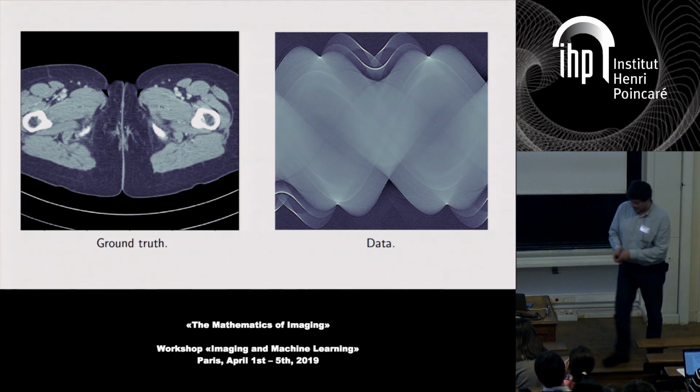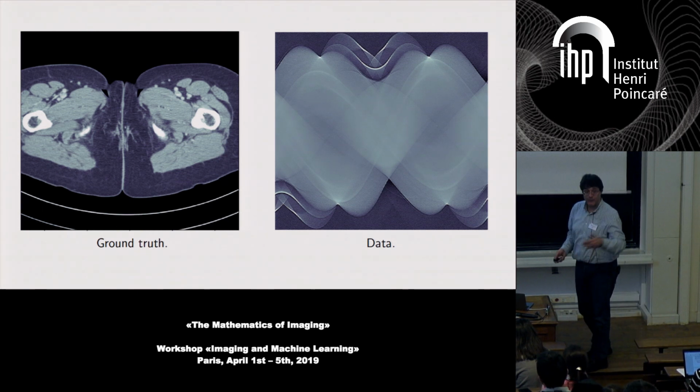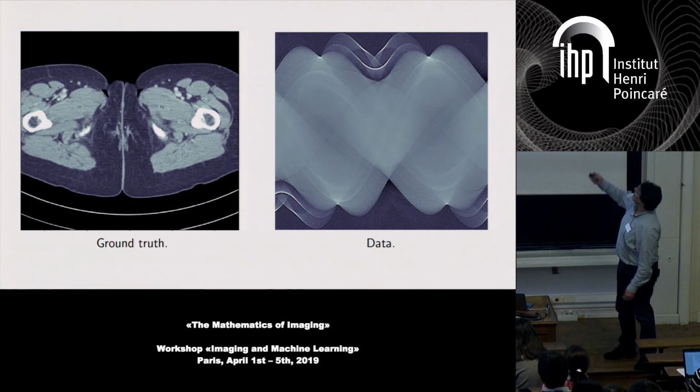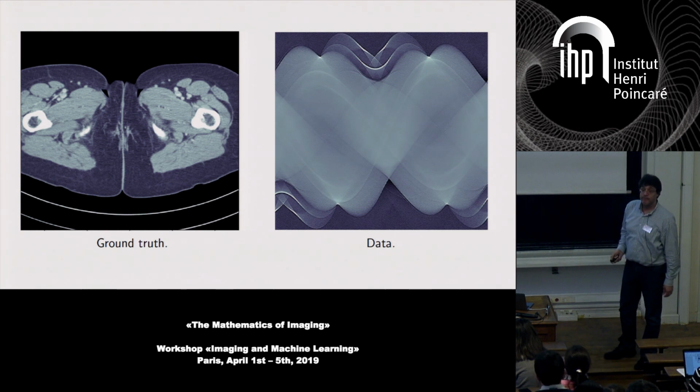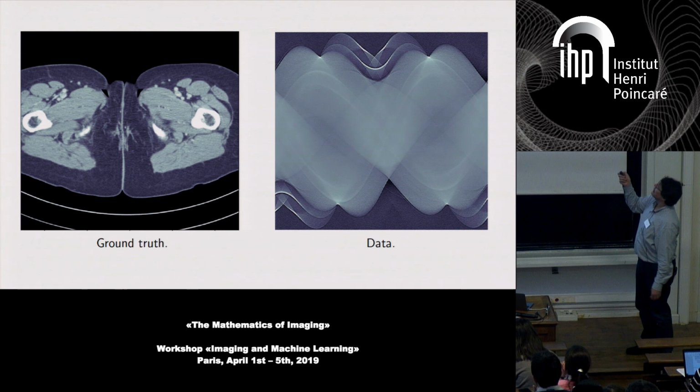So we don't know about the left-hand side, right? You don't know that. So this is the data. Typically a sinogram looks like that. And your task is, from this data, to get something which is supposed to be similar to the ground truth, right? That's the task.